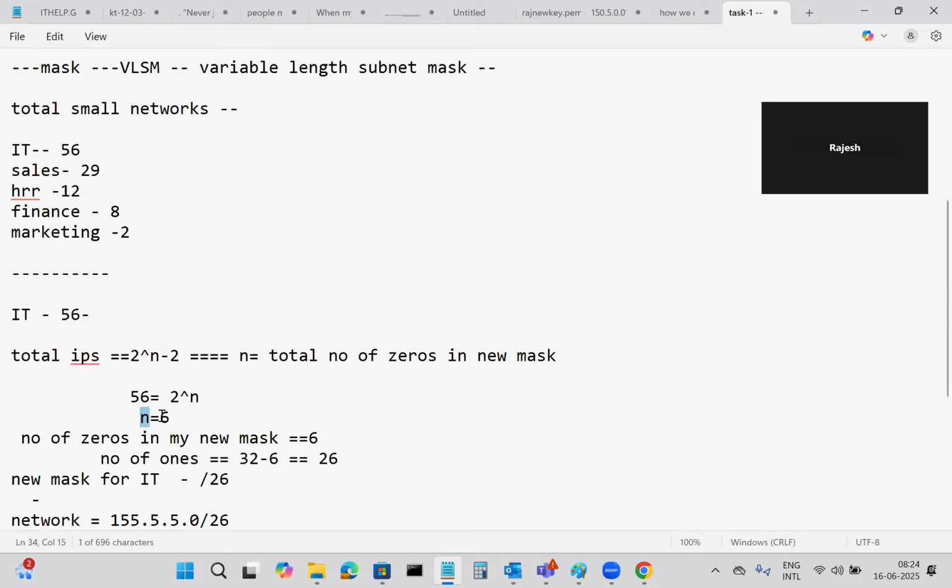N has to be at least 6. Then only can I get the 56. It can give more than that, but still n has to be 6. If it is n equal to 5, I will get only 30 IPs, so it is not correct. So n is required to be 6.